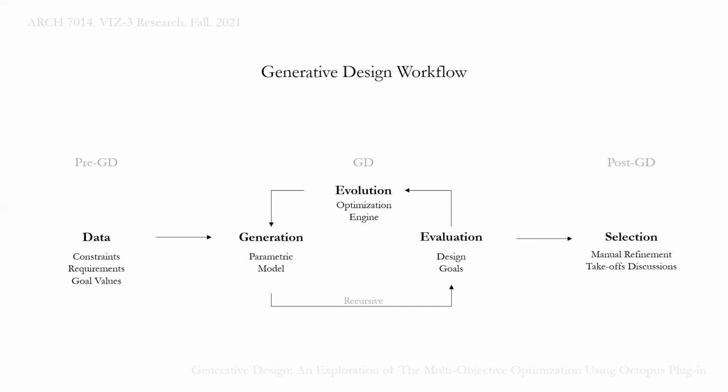And then we reach the final post-generative design stage, where the human comes in again to select. The human component comes into place to customize analysis and identify the trade-offs of each solution along with the design goals. So it's a process of manual refinement and having discussions with the stakeholders or with the clients.